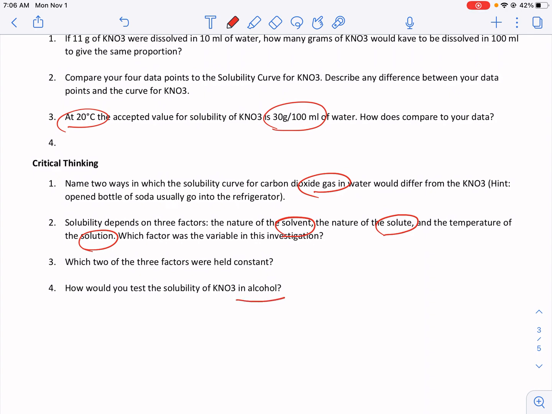Well, hopefully you recall from all the other labs we did this year that alcohol is less dense than water, and how you might think that affects the solubility using something that's less dense.